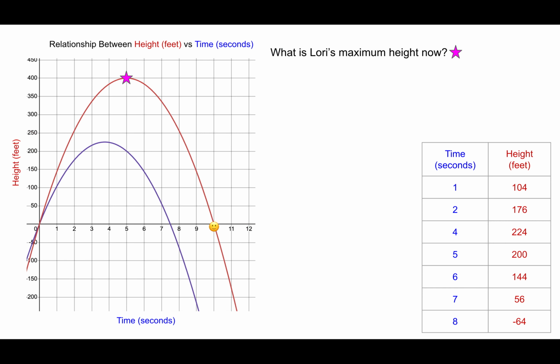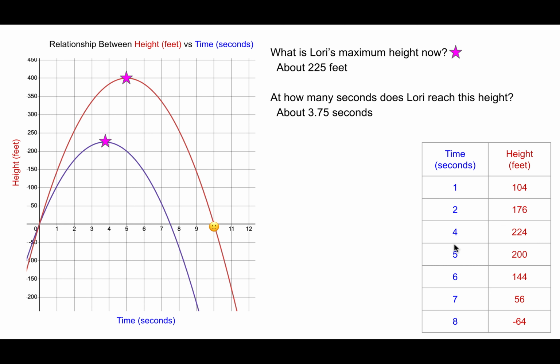So what is Lori's maximum height now? Let's see, in the purple one, it looks like it's right here. And so it looks like it doesn't land specifically at 200 or 250. It's in between about halfway. So I'd say about 225 feet, which means it's a little bit, let's see, if we look at 225 feet, so a little bit over there.